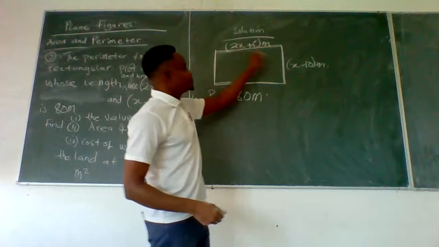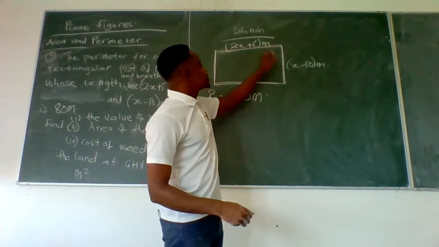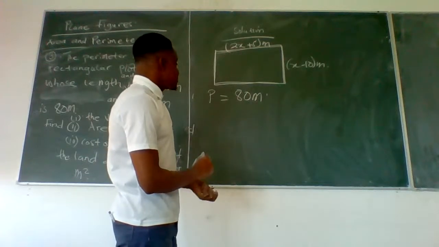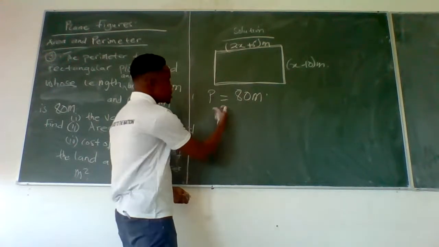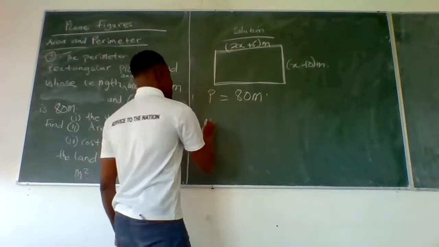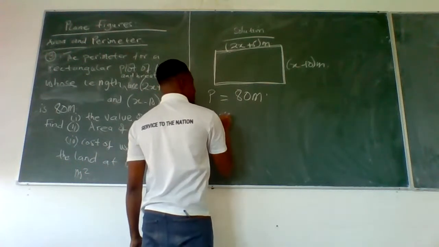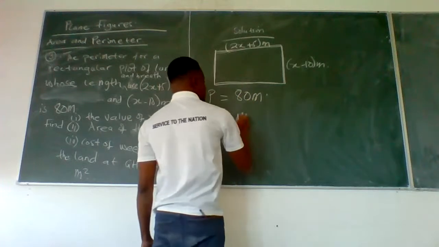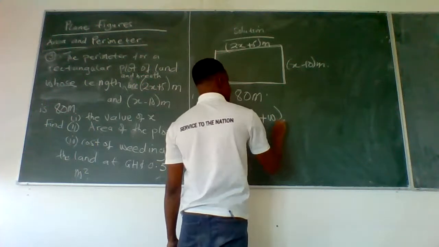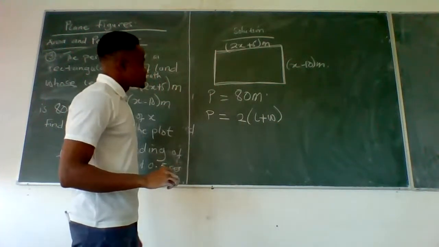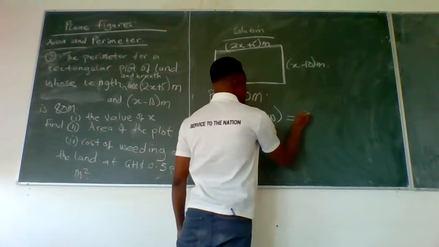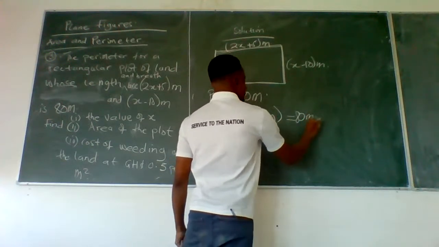So the question is, what is the value of x? This x we don't know. So we are finding the value of x. But the information we have so far is we know the perimeter of the plot. So first of all, we put down the formula for finding the perimeter of a rectangle, which is what? 2 times L plus W. And this P is equal to what? 80 meters.